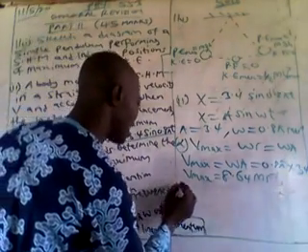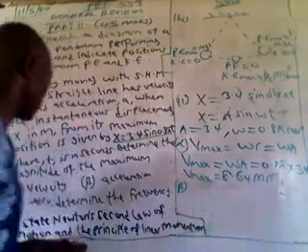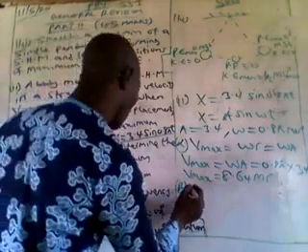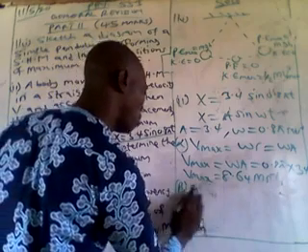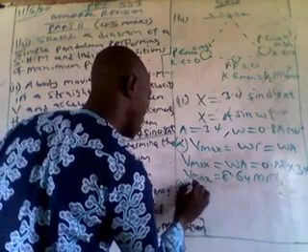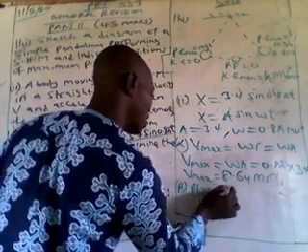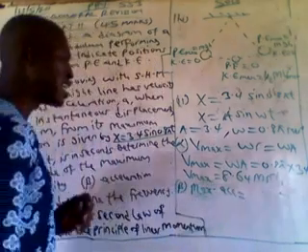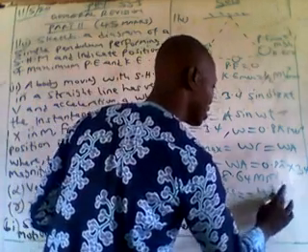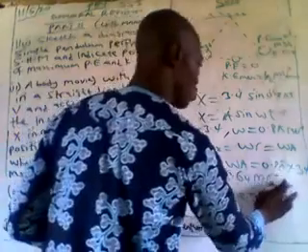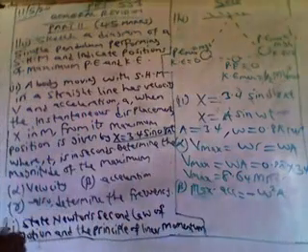Now, beta. That question said that we should find the maximum acceleration. Our maximum acceleration is given as minus omega square A. Minus omega square A.